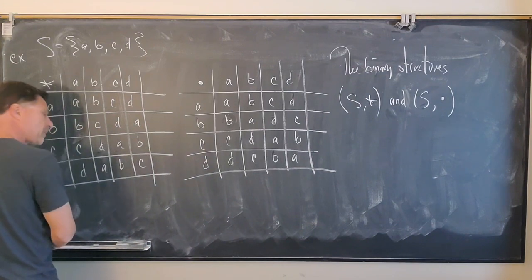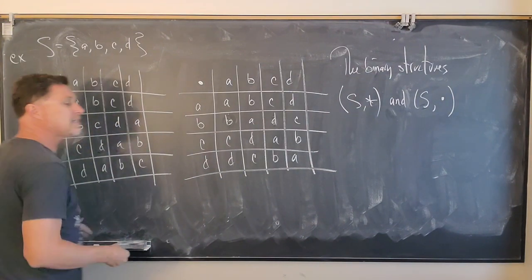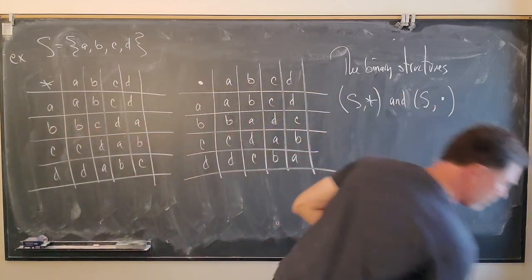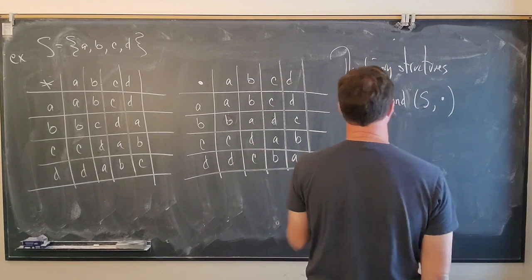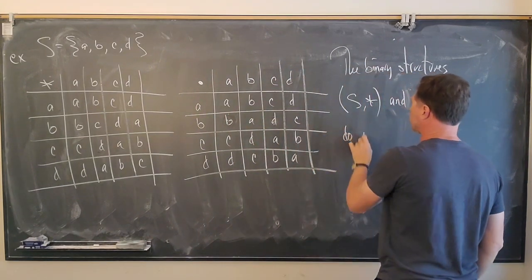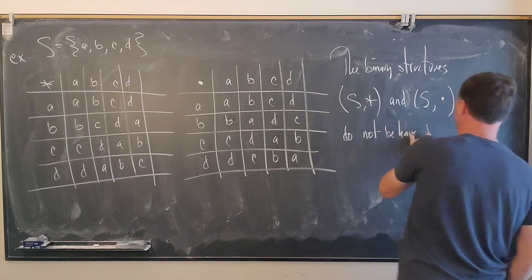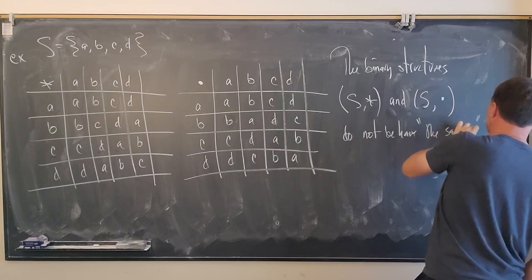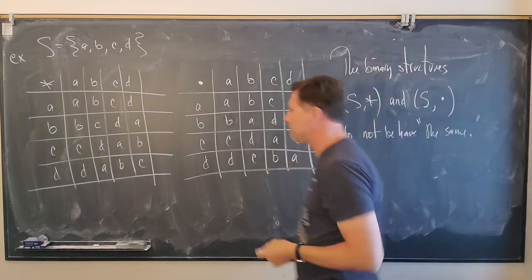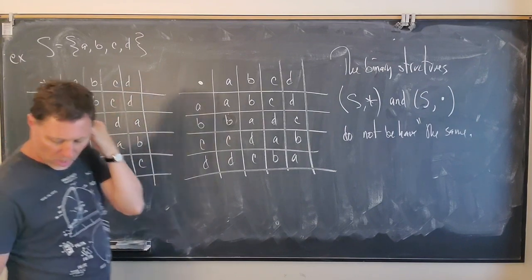I'd like to make the argument that these two binary structures are fundamentally different, right? They are not the same. So let's say it like this: these binary structures do not "behave the same." I need to put this in quotes, because what do we mean by the same? Well, let's look at just some of the ways that things multiply out.